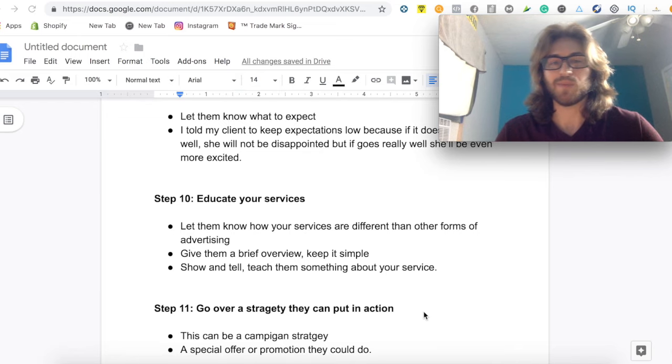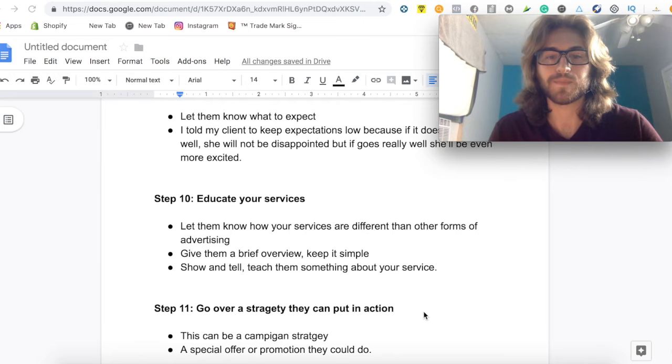So keep a brief overview, keep it really simple, and show and tell. Teach them something about your services, right? What I did was I went into Audience Insights, and I asked her, hey, do you want to see Facebook's huge database of data? And she's like, oh yeah. So I looked up Audience Insights, typed in her niche, and it really opened up her mind, and she was really fascinated by that.